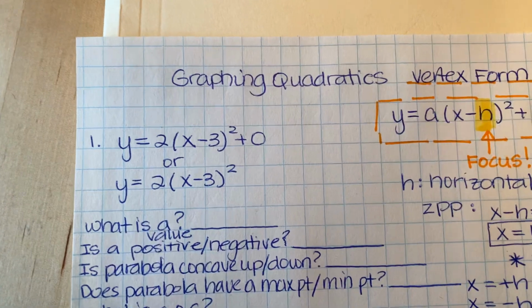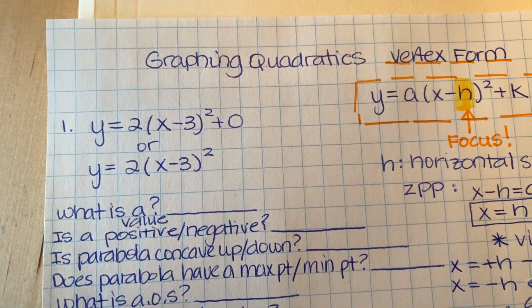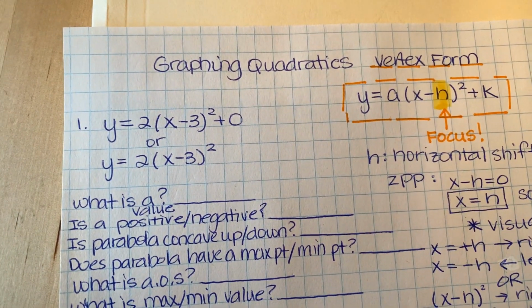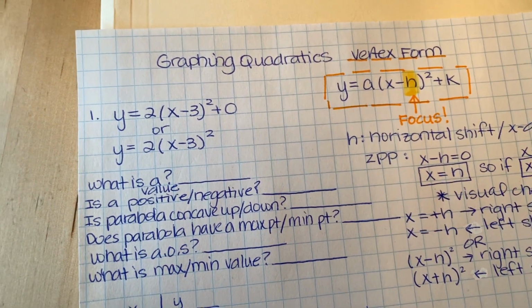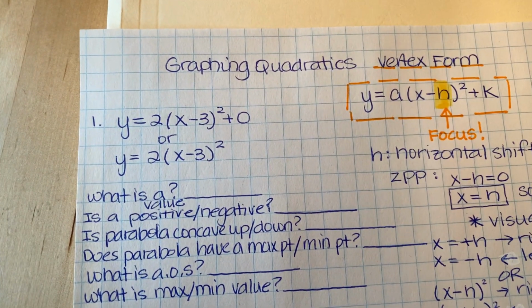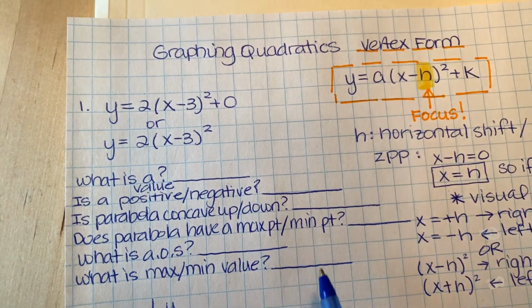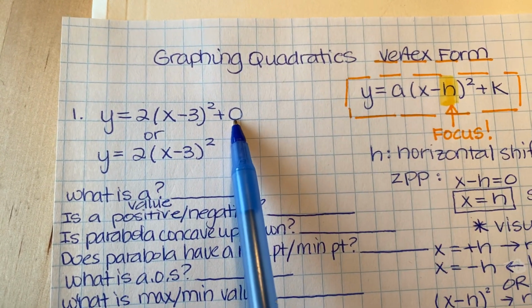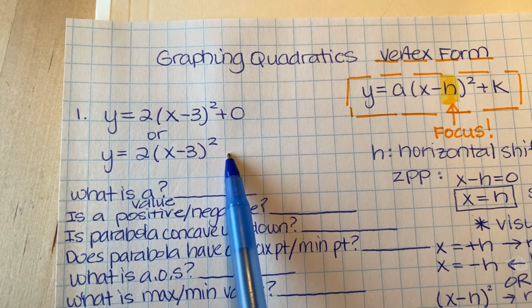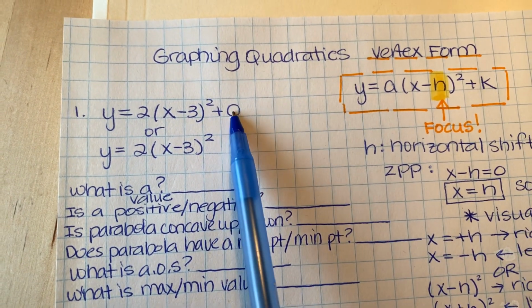Okay, so here we go. This is what we're going to graph. y equals 2, x minus quantity x minus 3 squared, plus 0, or y equals quantity x minus 3 squared. Remember, the k value is 0, but we just assume it to be 0. So if it's not written, it's really this.